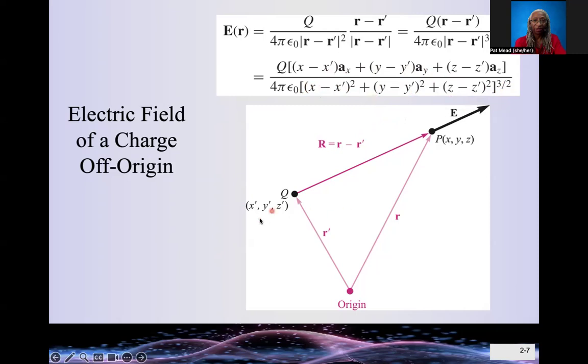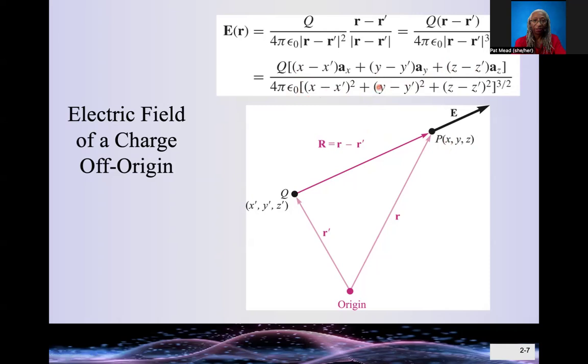So if I gave you that x prime, y prime, z prime was 1, 2, and 3, and x, y, z was 3, 4, and 5, you just plug in everywhere you have x prime, put in 1, y prime, put in 2, z prime, put in 3, and for x, y, and z, 3, 4, and 5. Same in the denominator, and crunch the numbers.